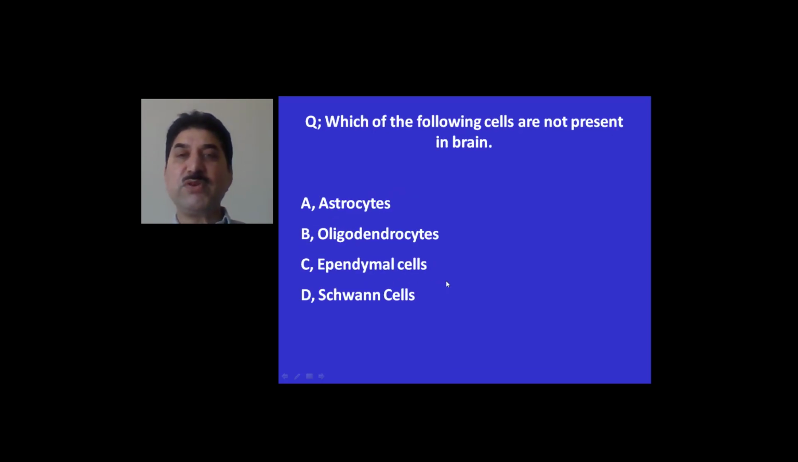Which of the following are not present in brain? Astrocytes, oligodendrocytes, ependymal cell, Schwann cell. Schwann cells are not present in the brain. They are present in the peripheral nervous system.